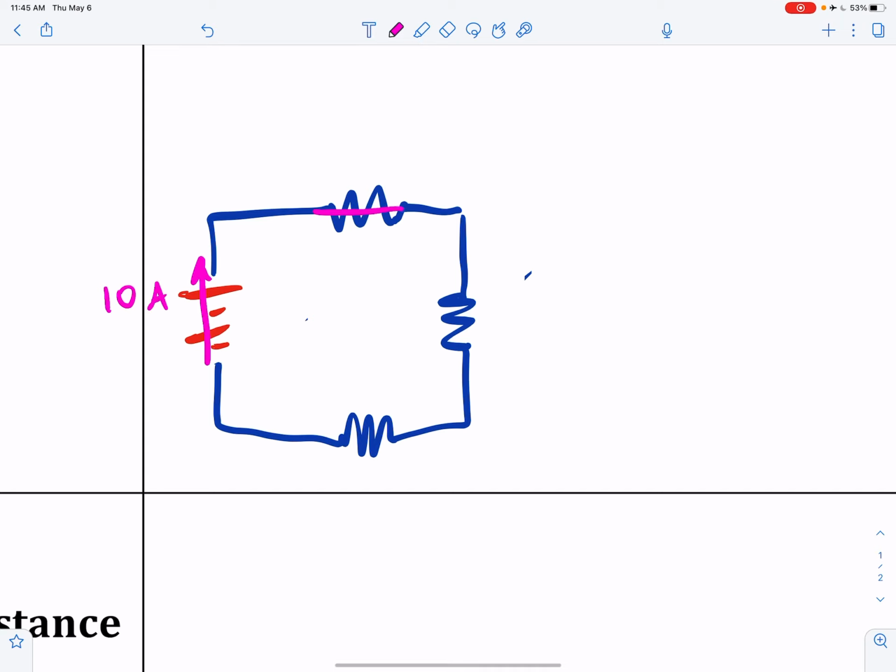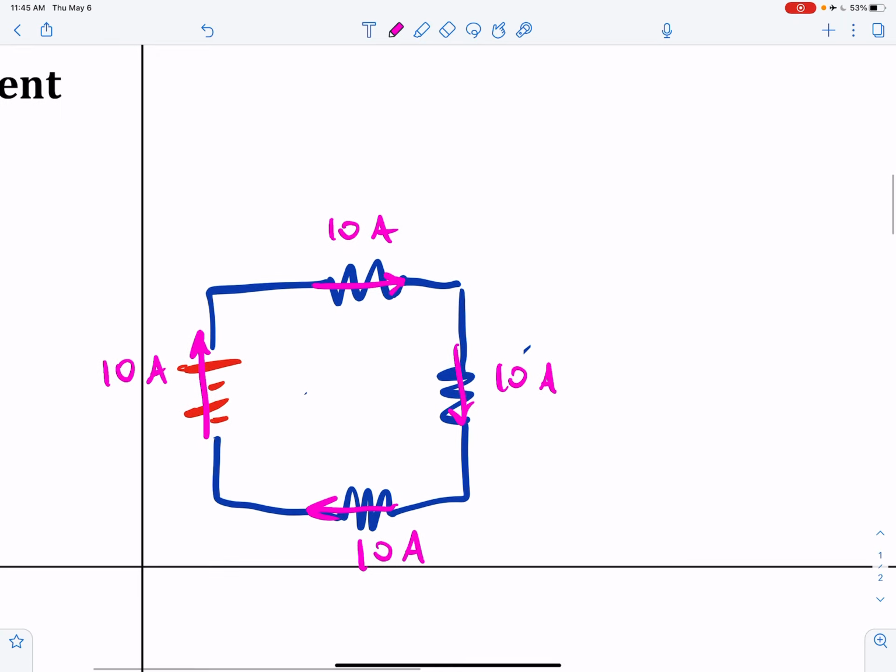Well, then if I could measure the current through the first resistor, I would measure 10 amps. The second resistor, I would measure 10 amps. And the third resistor, I would measure 10 amps, even though their resistances are different. Okay, that is to say that the current is the same everywhere in a series circuit.